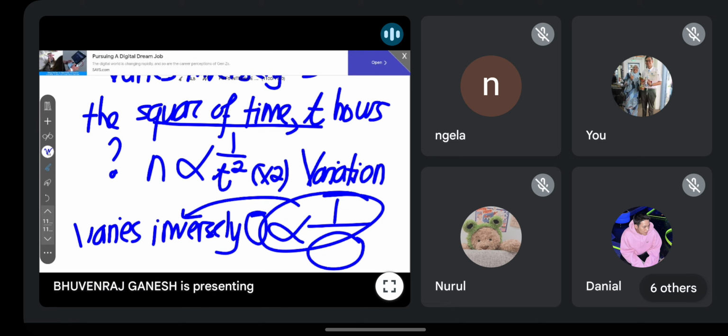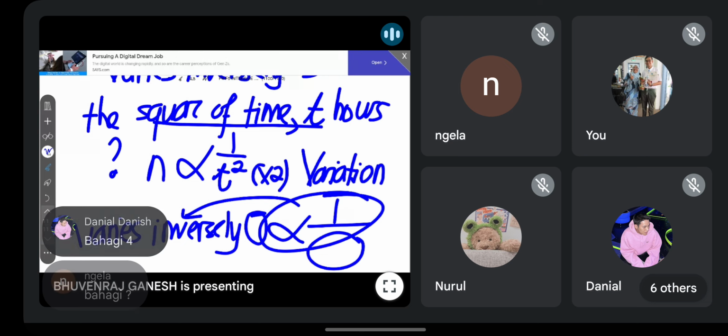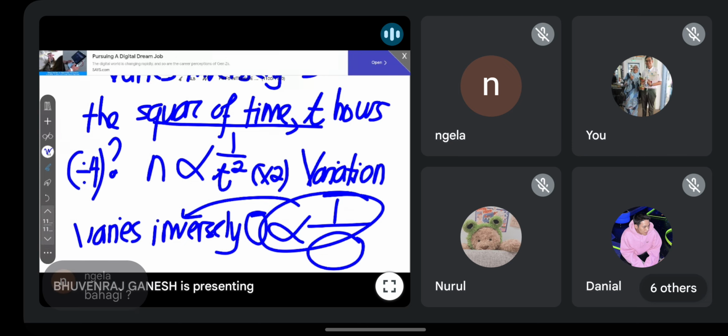Darab ke bahagi? Careful lah guys, empat kali or bahagi empat? Which one's the correct answer? Now we're doing, yes, sekarang kita buat ubahan songsang. So that's why you have to divide four. Okay, bahagi empat, because 1 per 2 kuasa 2, kamu dapat 1 per 4. That's why it's bahagi 4.